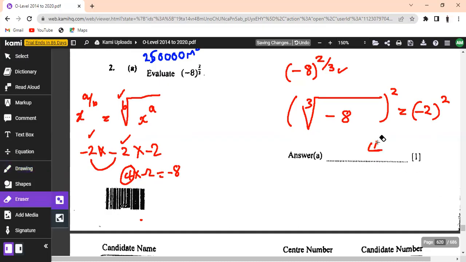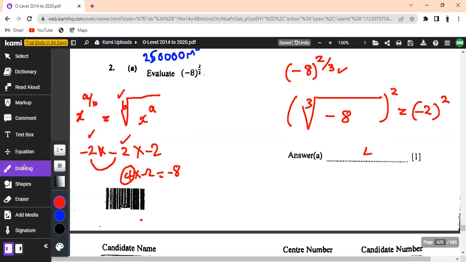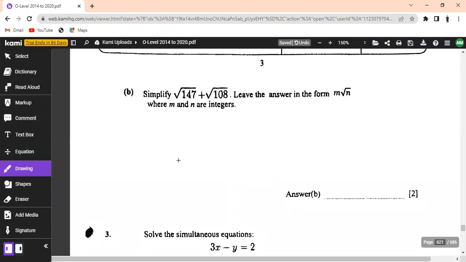So I just hope, guys, we are seeing what is happening here so that at least it can help us to attempt these typical questions. All right, so that's a 4 there. Let's move on to another part of the question. Simplify square root of 147 plus square root of 108. Leave your answer in the form of m square root of n, where m and n are integers.